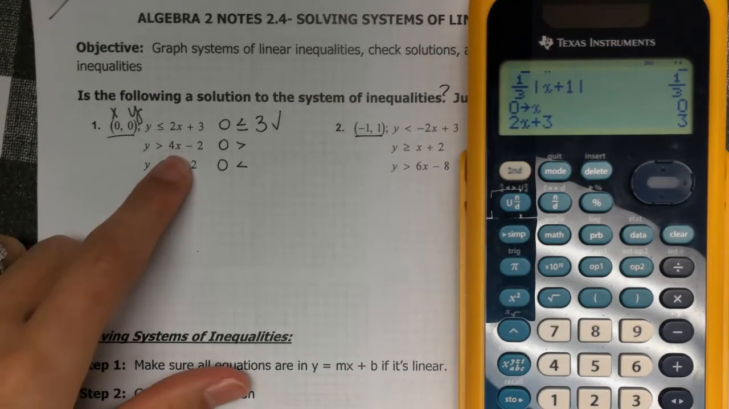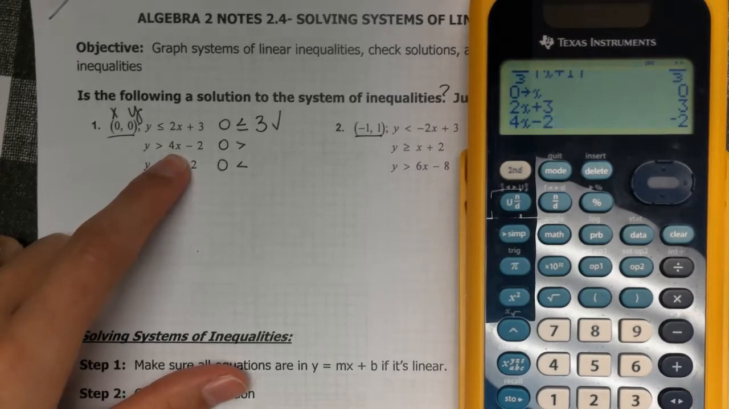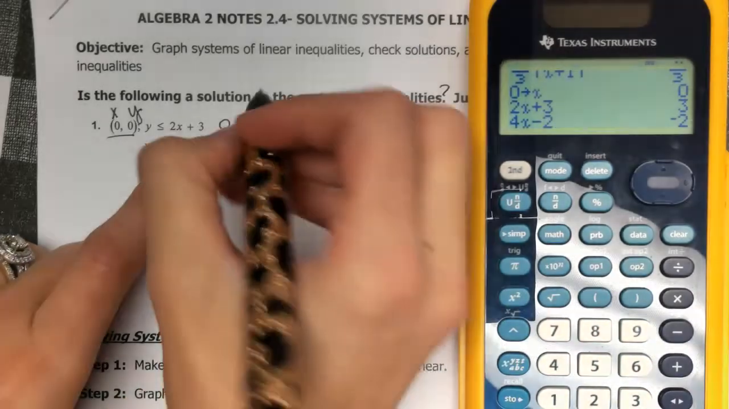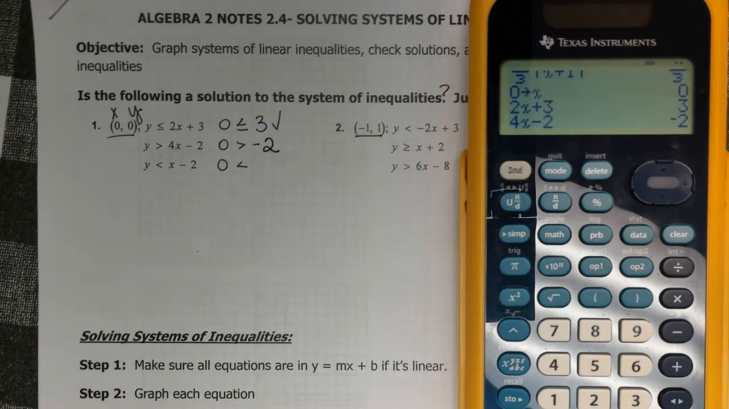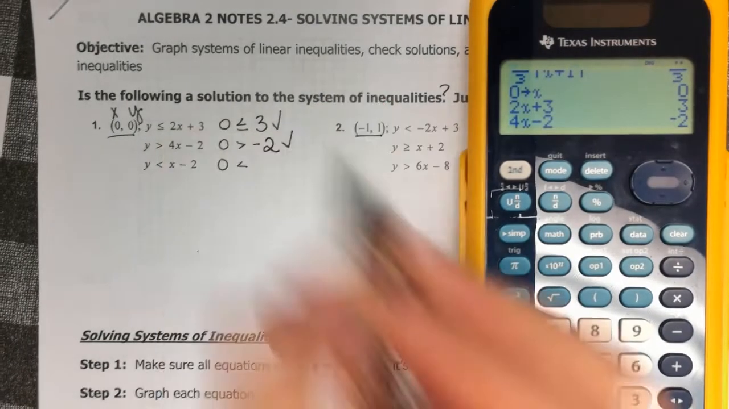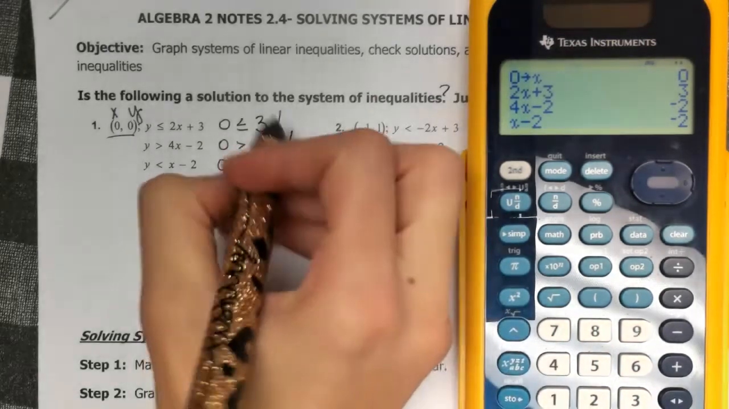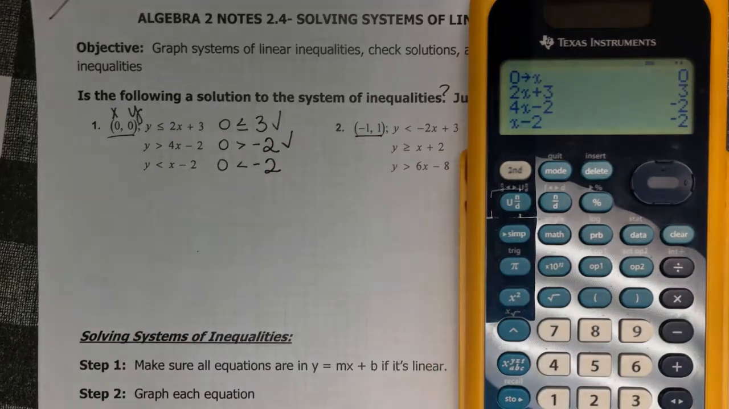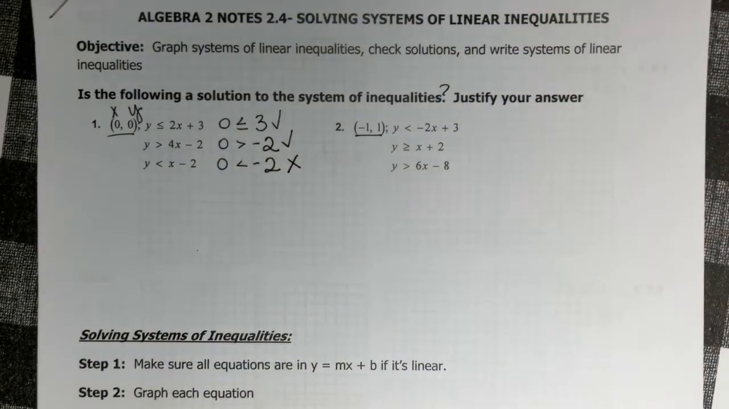I move on to the second one, and I'm going to have 4x minus 2. That's going to give me negative 2. Is 0 greater than negative 2? Yeah, so it's true for the second one. And I'm going to type x minus 2. I get negative 2 again. So is 0 less than negative 2? No, it's not true. So the moment it's not true for one of them, it's not a solution.